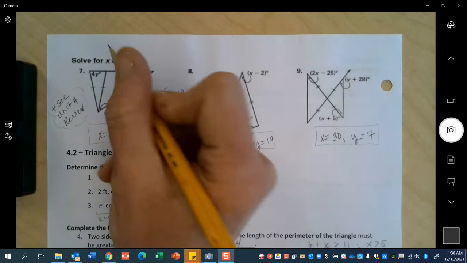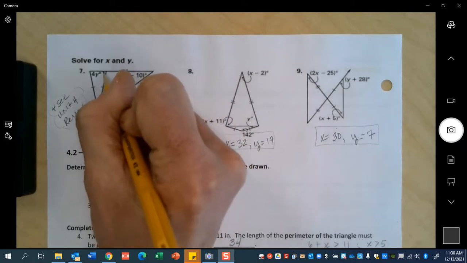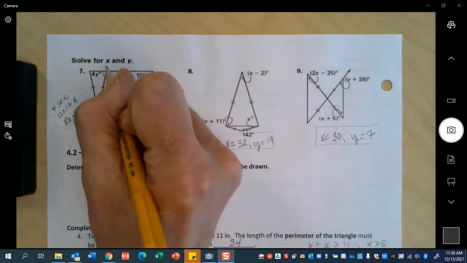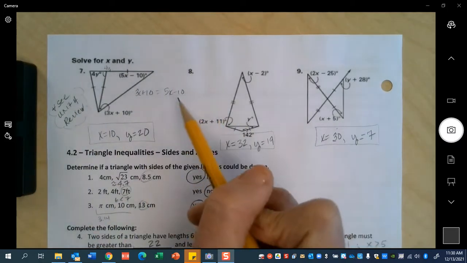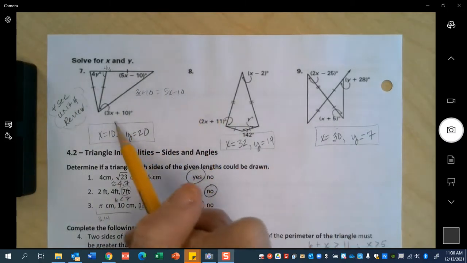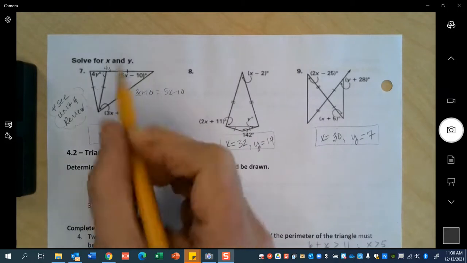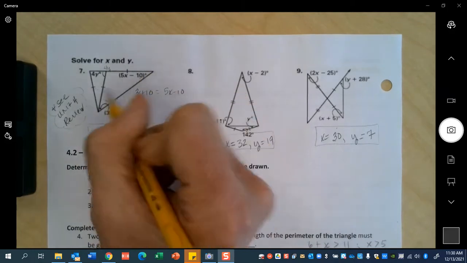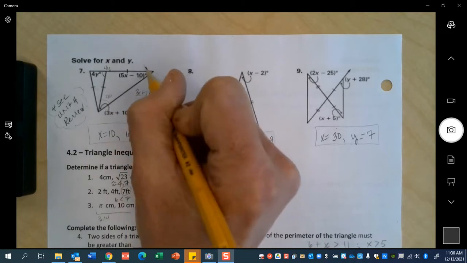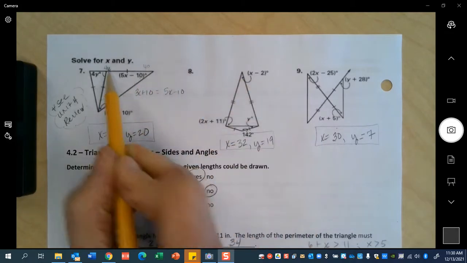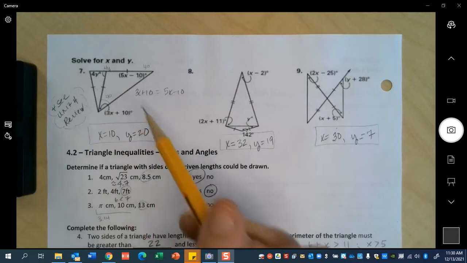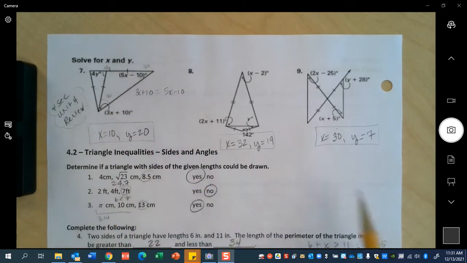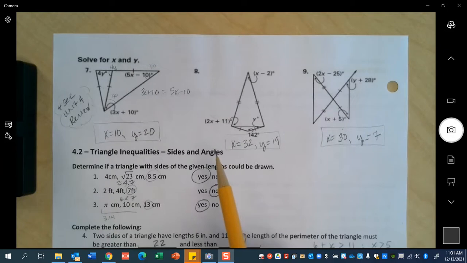Once I get my value for x, this is also isosceles, so this side length is also equal to 4y. So once I get my value for x, I get 10, which means that each of these side lengths are 40, which means that this 4y has to be equal to the sum of the two remote interior angles. So 4y is equal to 80. And that's where I get y is equal to 20.